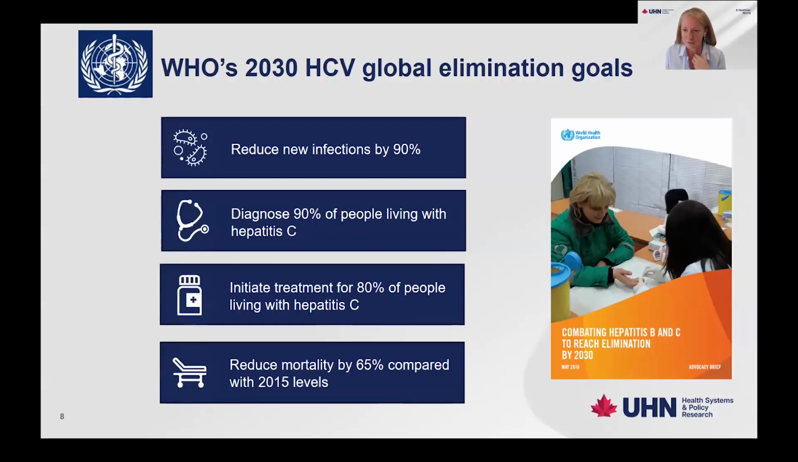Just to familiarize everyone with the WHO's 2030 HCV global elimination goals, they are to reduce new infections by 90%, to diagnose 90% of people living with hepatitis C, to initiate treatment for 80% of people who are living with hepatitis C, and to reduce mortality by 65% compared to 2015 levels.